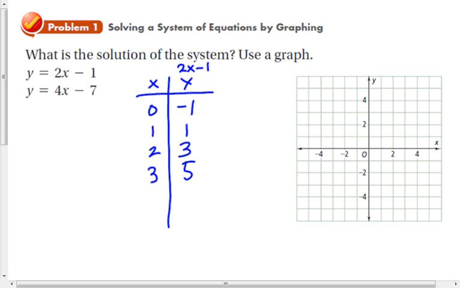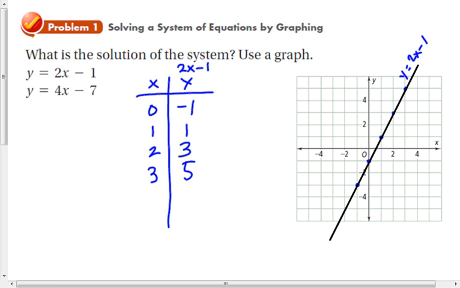And so I get points like (0, negative 1), (1, 1), (2, 3), and so on. And once I have a pattern, I can continue that pattern and draw the line in. So there's my graph of y equals 2x minus 1.